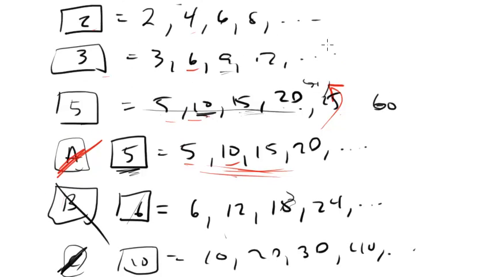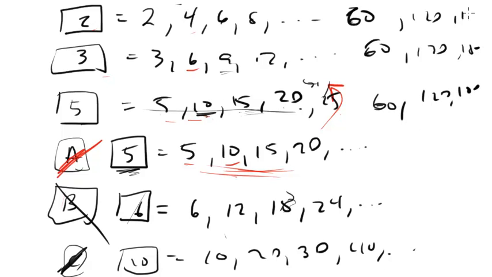For 3, we're eventually going to have 60 in here, because 3 times 20 is 60. And 2 times 30 is 60. So 60 is going to work. And in fact, 120 will work for all of them. 180 will work for all of them, and so on. Why is this the case?